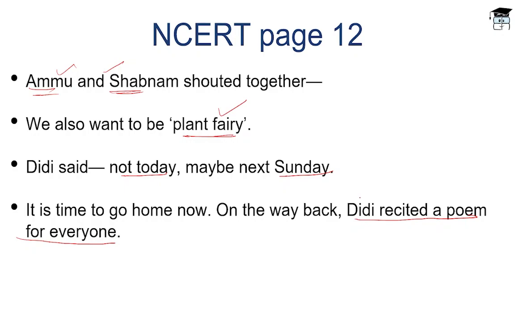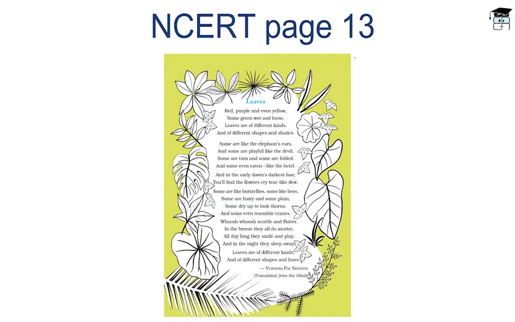Let's read that poem. Now students, this poem is present on page number 13 of your textbook. Okay, and in this poem, Didi recites about leaves. Now she is saying red, purple and even yellow, some green, wet and loose. Leaves are of different kinds and of different shapes and shades.